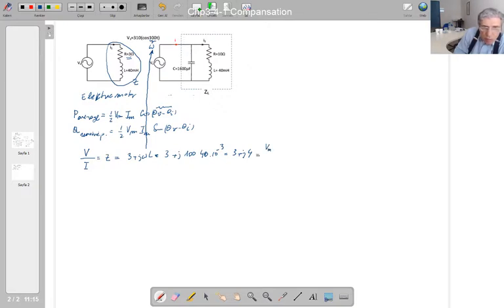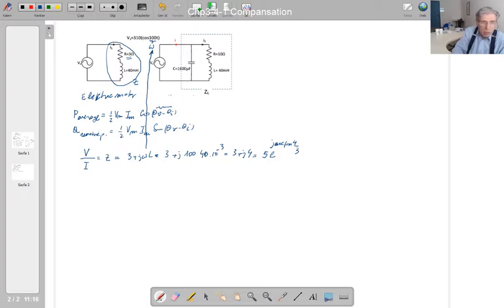Now let me write this impedance in polar coordinates. What is going to be the module of it? Module is the square root of this, which is 9, plus the square of this, which is 16. 9 plus 16 gives you 25. Square root of 25 gives you 5. So the module of this impedance is 5, e to the power j arctangent 4 over 3, isn't it? So that is the angle.